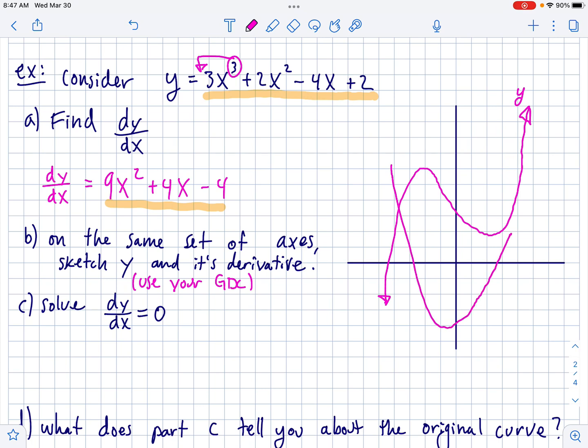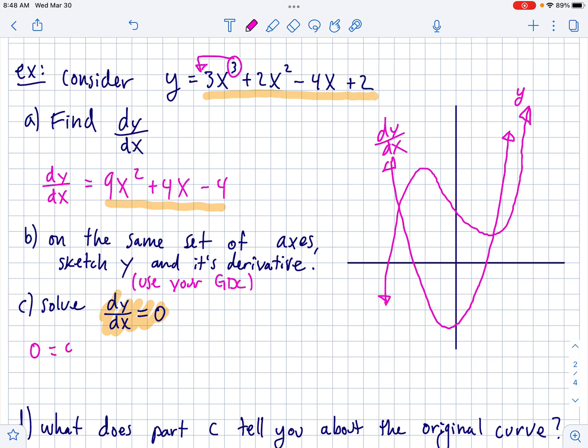Ugh, let's try again. Sorry, one more time. It's because I have to illustrate a relationship between these things here. There we go. So this is dy/dx.